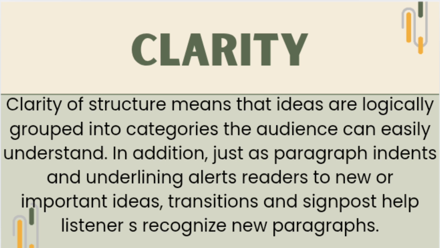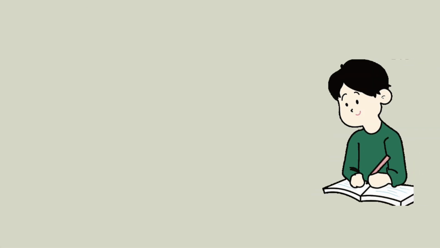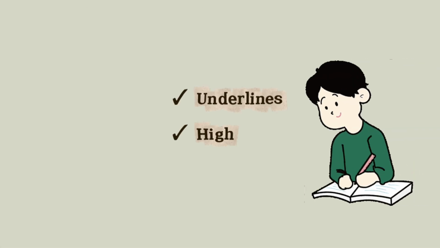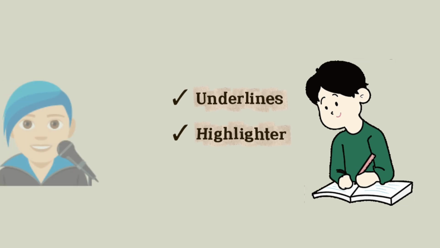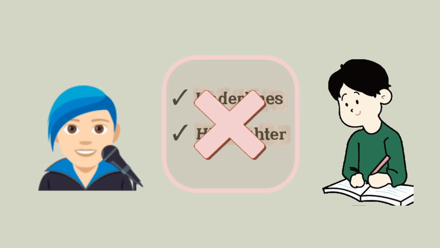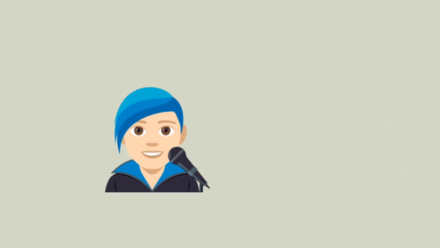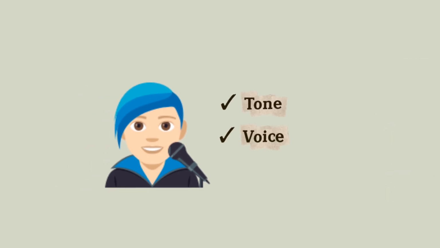Next, we have the clarity. Always remember that speaking and writing are different from each other. A live audience during your speech won't be able to go back and listen again to check what they have missed, unlike written text, which they can read repeatedly. This is where clarity becomes important. In writing, we use underlines and highlights to emphasize important details. In speaking, we can't do that. Instead, we use our tone and voice to emphasize key points.